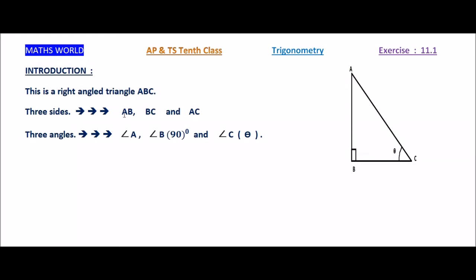Okay, coming to these 3 sides, AB, BC, and AC. What is the name of these sides? How can we call them? The side opposite to the right angle is called the hypotenuse. Which side? AC. See here, this is the side AC. This side AC is opposite to the right angle. So the side opposite to the right angle is called the hypotenuse. AC is the hypotenuse.